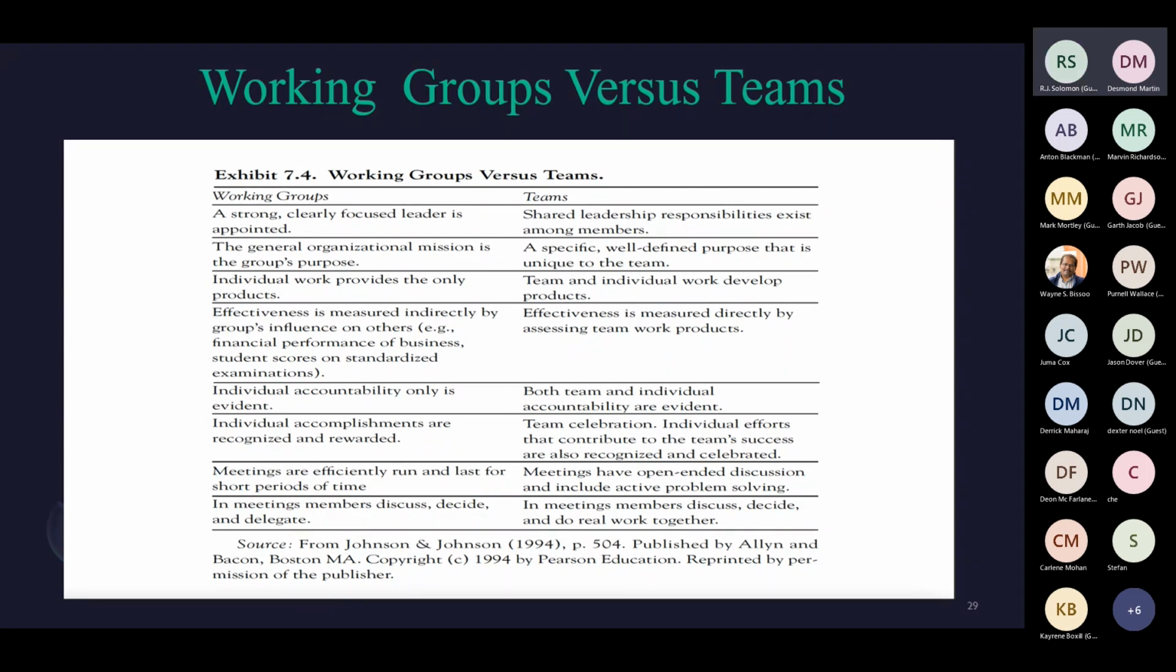Meetings in a group are efficiently run and last for short periods of time, whereas in a team, meetings have open-ended discussions and include active problem solving. In a group's meeting, members discuss, decide, and delegate. In a team's meeting, members discuss, decide, and also do real work together. Next slide.